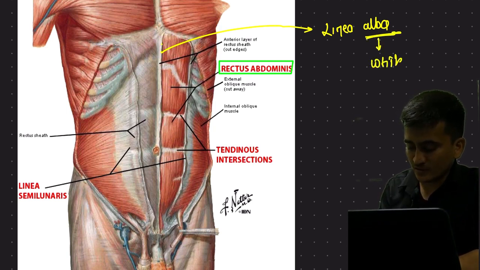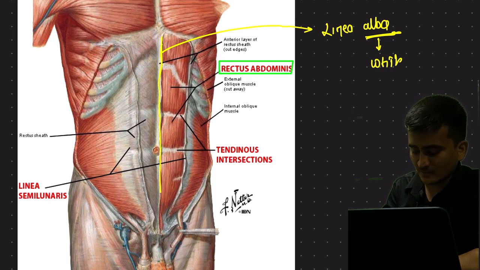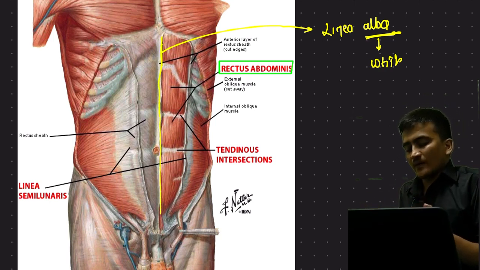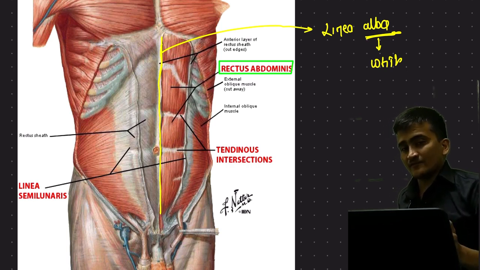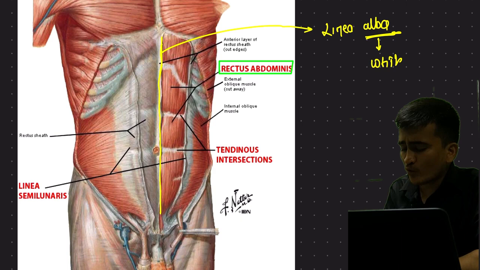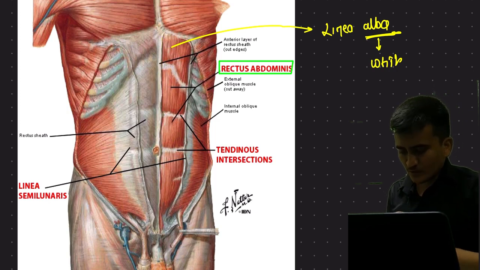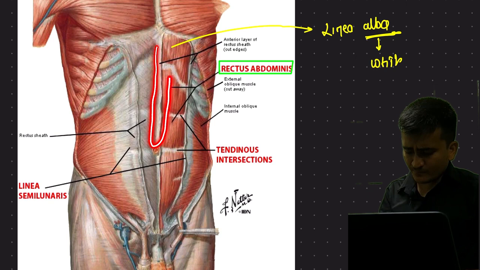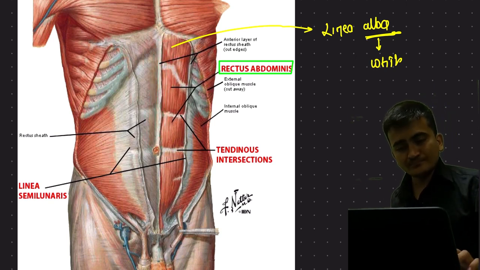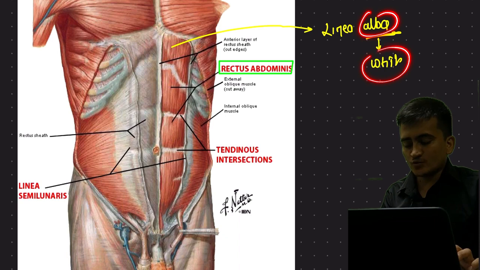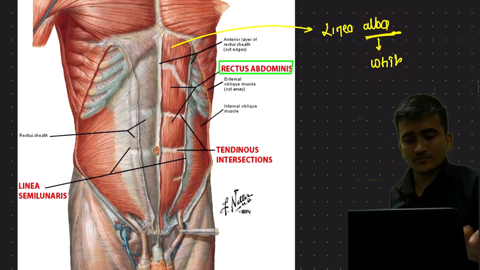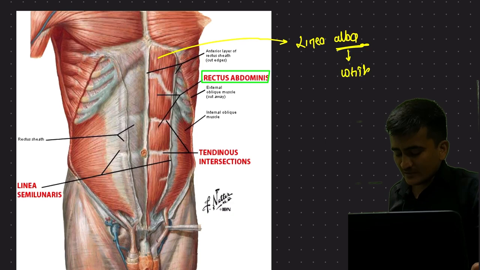Talking precisely, this linea alba is a midline. It is the midline that divides the rectus abdominis muscles into right and left. It is more prominent in the upper region, as you can see right here. The upper region is a bit thicker and more prominent than the lower region. Alba means white, so it is white in color. That's all. Now we talked about linea alba.